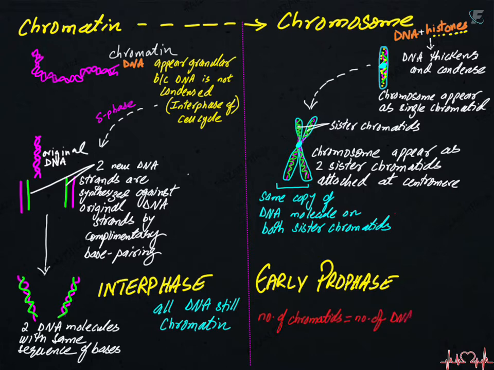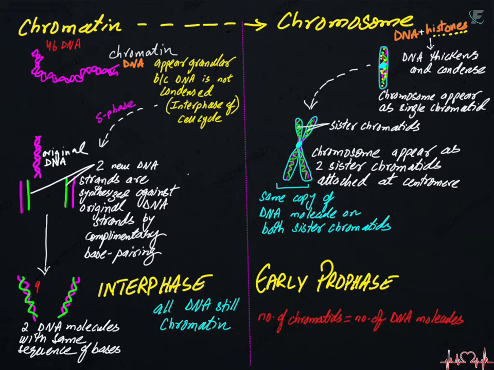Another rule to keep in mind is that the number of chromatids is equal to the number of DNA molecules. If you count the number of chromatids, you technically are counting the number of DNA molecules, because one chromatid means one DNA molecule. Here there are two chromatids, so this means that there are two DNA molecules here.